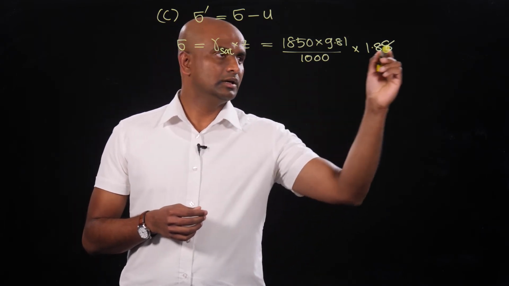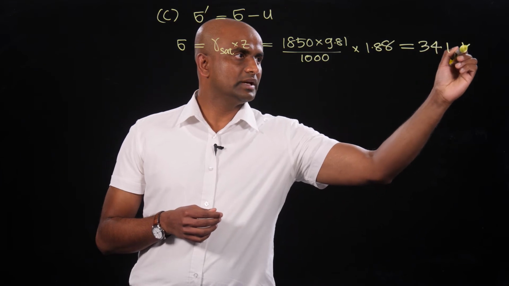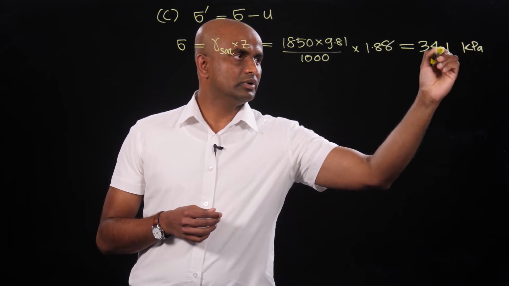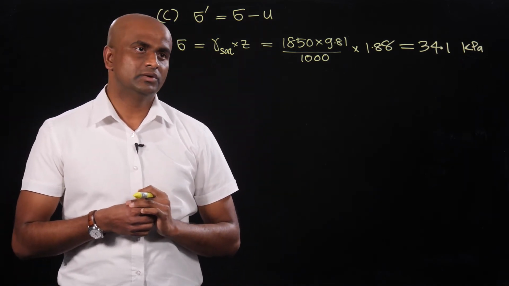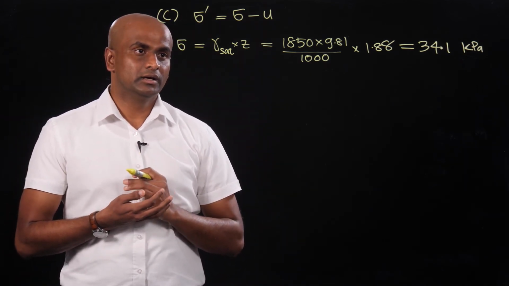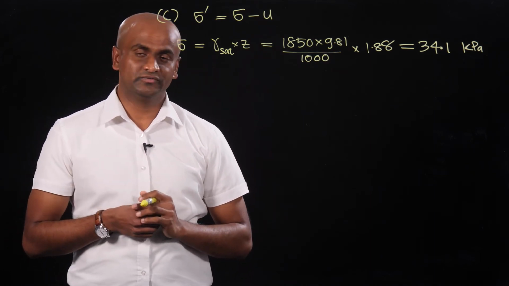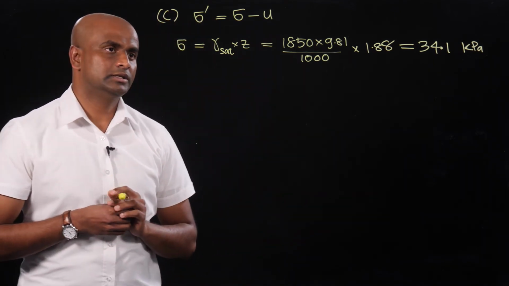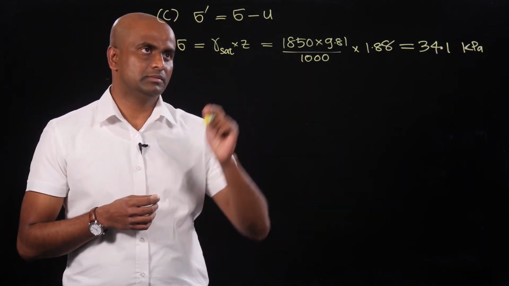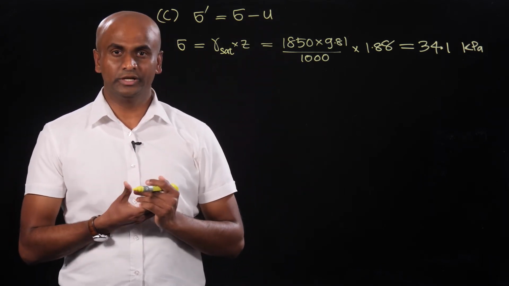So that will be 34.1 kilopascal. So your total stress at point A is 34.1 kilopascal. We just used only the saturated unit weight of the soil plus the height of the soil above point A level. Now to calculate the second part, the pore water pressure, we need to use the information from the flow net diagram.